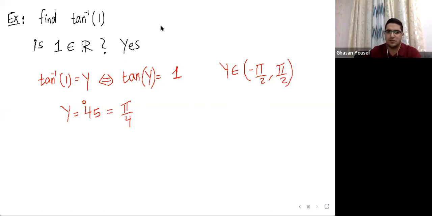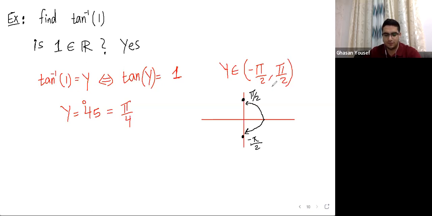The range, let me show you again. Here's my Cartesian plane. The range is from minus pi over 2. This is the minus pi over 2 to pi over 2. This is the pi over 2. So the answer is pi over 4 because pi over 4 is between minus pi over 2 and pi over 2. Any question? Is it clear?